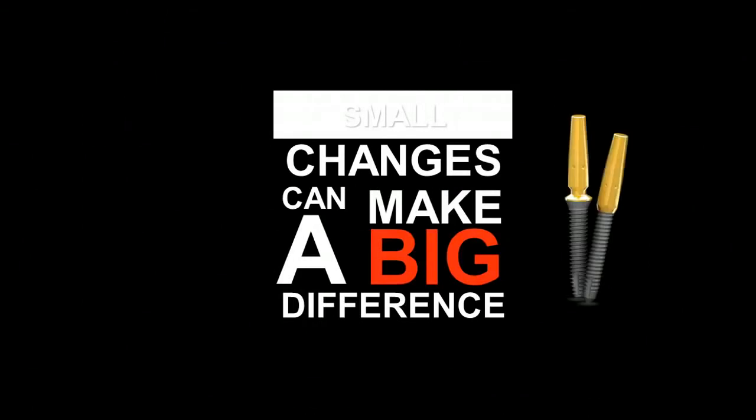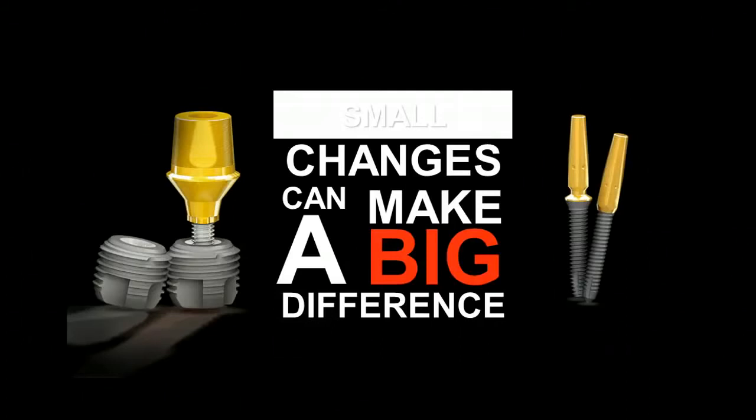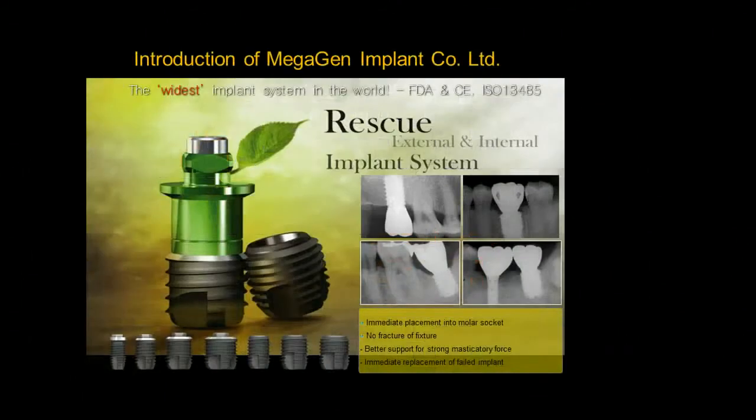Now, one of the things we want to talk about is, as we talked about MegaGen, what we have to offer. So throughout the history of MegaGen, in 2002, when they first incorporated, and then they launched the Rescue implant, it was the widest implant system in the world. So MegaGen has a history of innovations, but this implant was designed out of necessity because your smaller implant types were fracturing. I'm not going to go into that right now, but we're going to go into why they came out with this particular design. So it was also the shortest implant in the world.